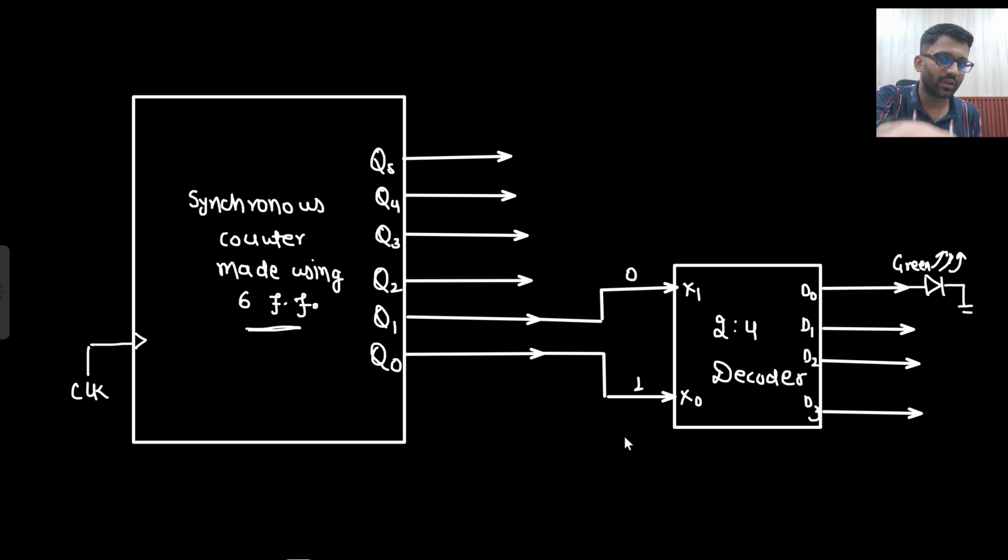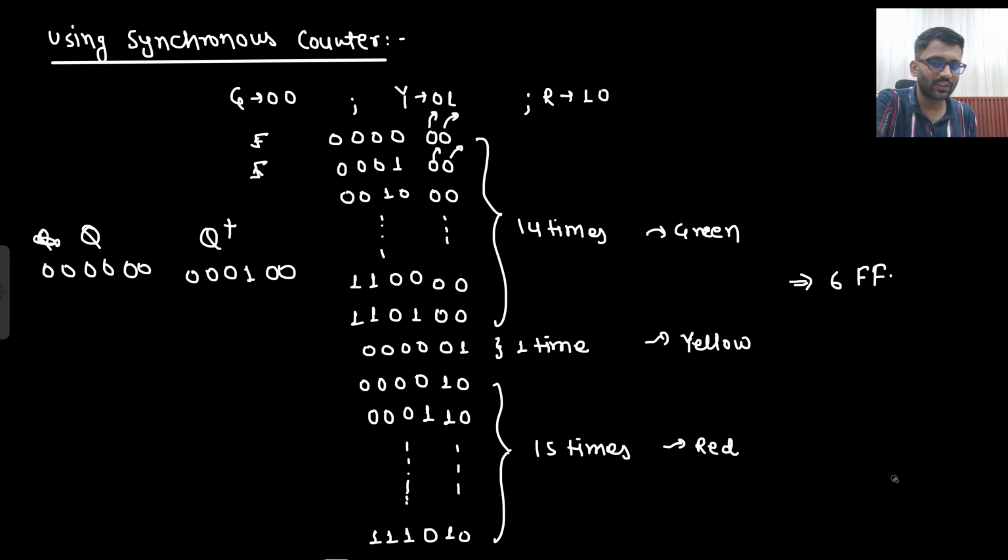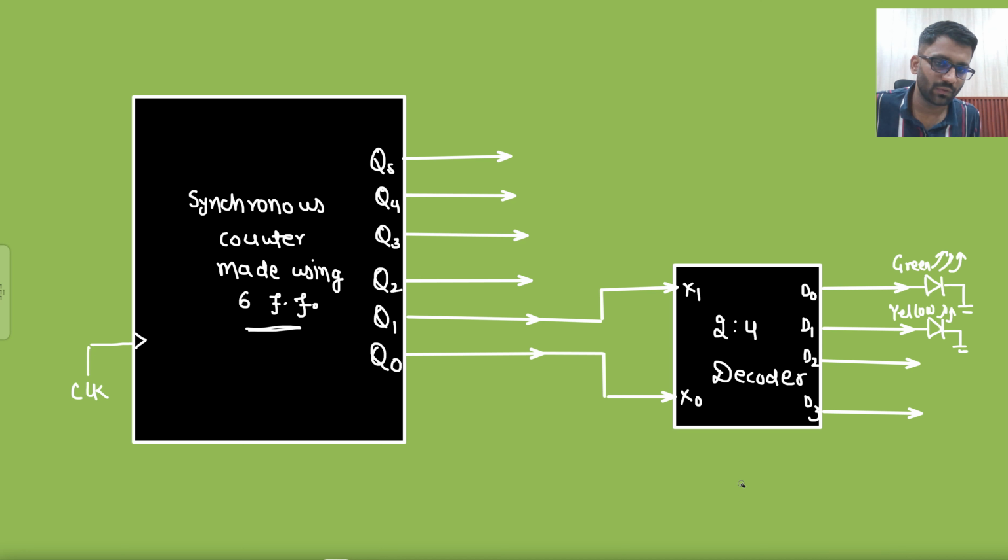This is a 2:4 decoder. So what will the decoder do? Now D1 will be lit. So this LED I will keep as yellow. After that, what will happen? In the next cycle, what will come? 0 0 0 1 0 will come.